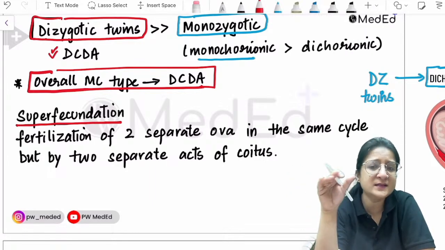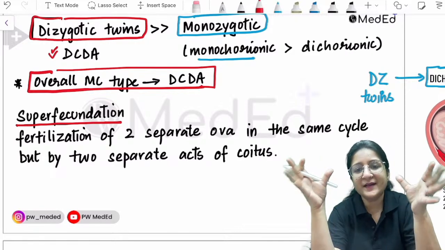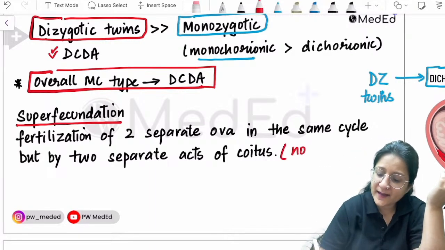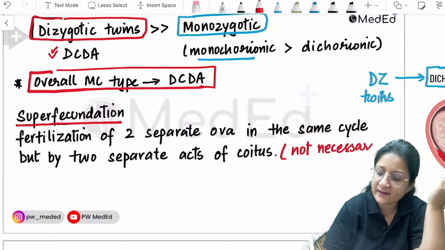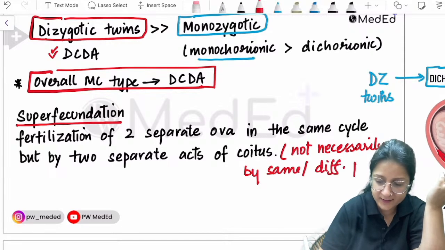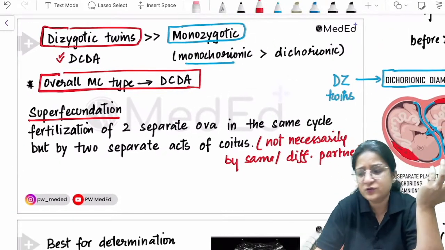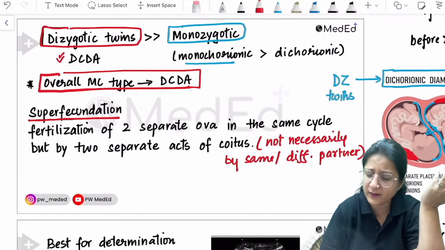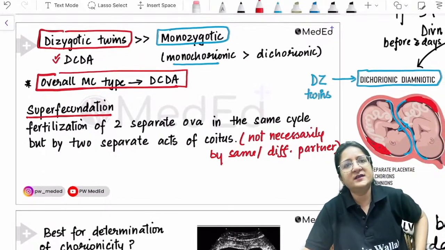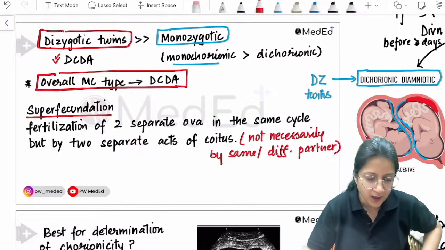That is only possible in this circumstance when there is superfecundation. That means fertilization of 2 separate eggs in the same cycle but by 2 separate acts of coitus, not necessarily by the same or different partner. That doesn't matter. If they are by the same partner, there is no way of knowing also, and there is no problem also. The only clinical relevance of superfecundation is in paternity disputes, when those paternity disputes arise.